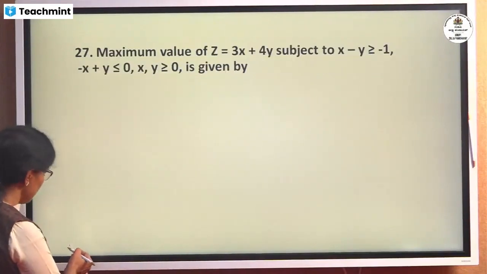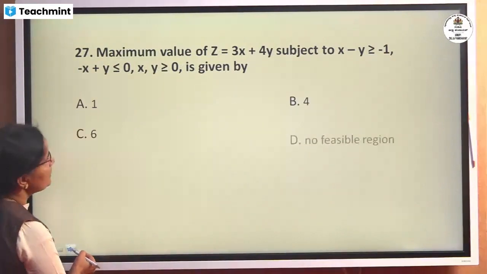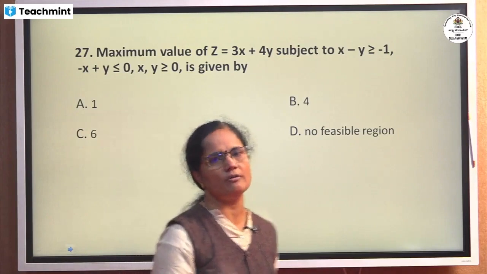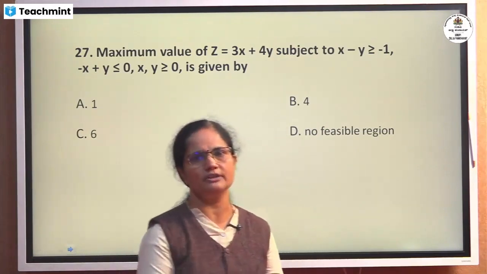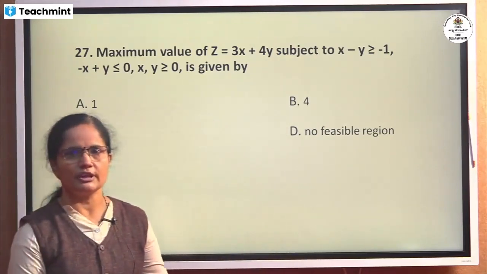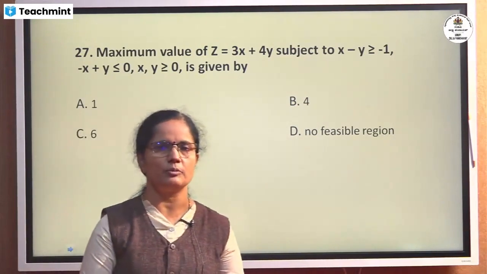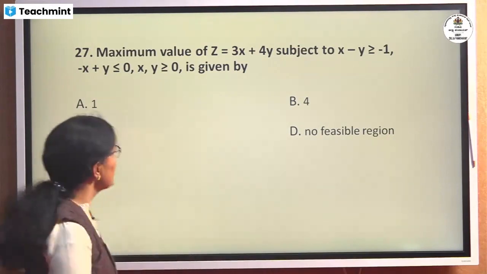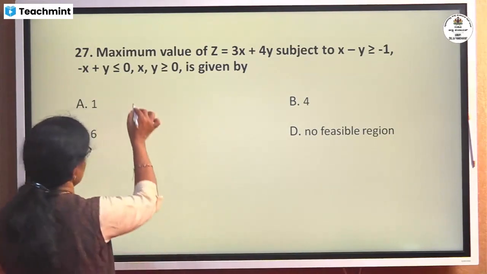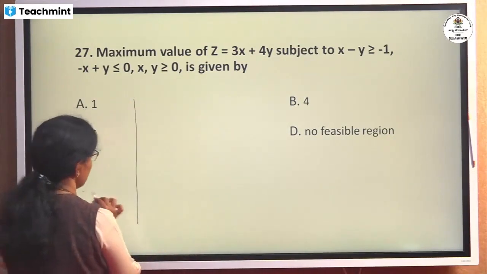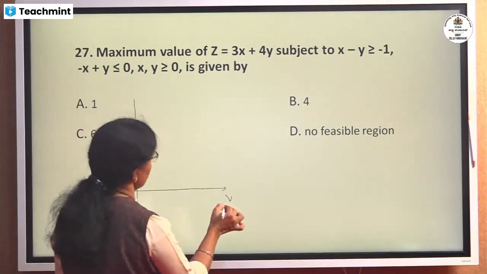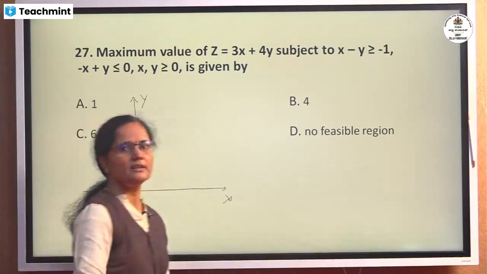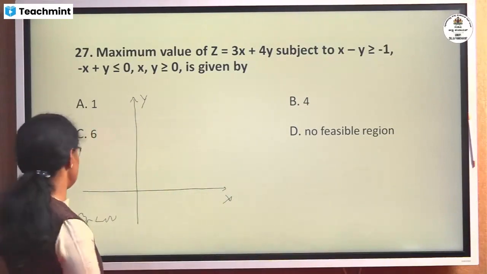Let me go for the next question. Okay, all these are the options. The maximum value of z is equal to 3x minus 4y, subject to x minus y greater than or equal to minus 1 and minus x plus y less than or equal to 0. So you have to calculate the maximum value. Therefore, first go for the graph itself, because there may be no feasible region. Therefore, you have to check the solution first.